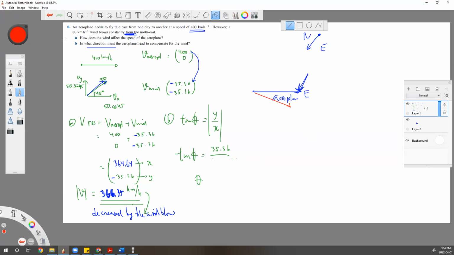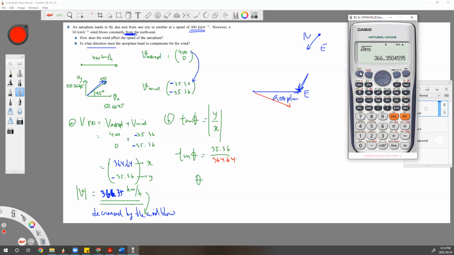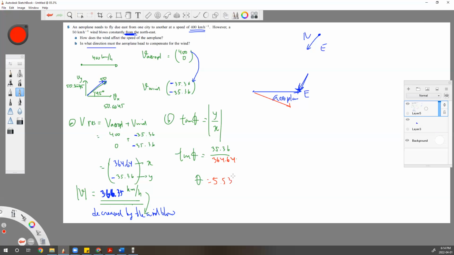Okay, now change the number 364.64, and then look at this, shift hand, 35.36 over 364.64, 5.53. So 5.53, the deflection. Okay, the deflection here is 5.53 degrees, compensating the wind. Understand, Vicky, so far?